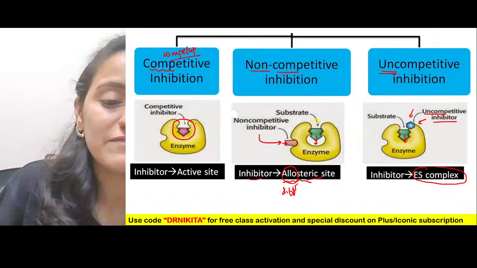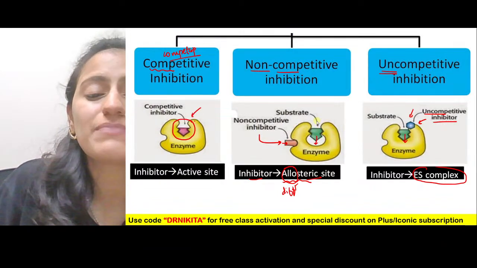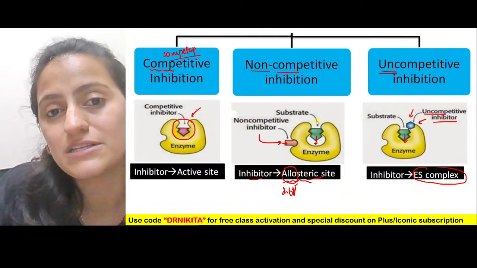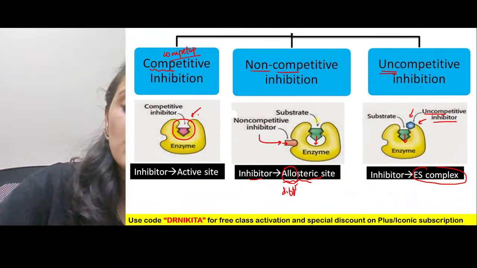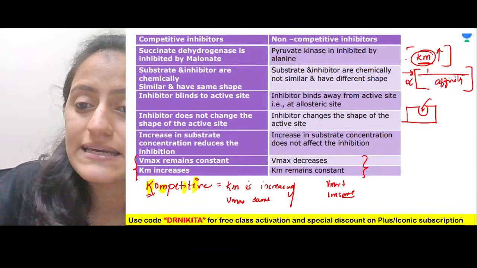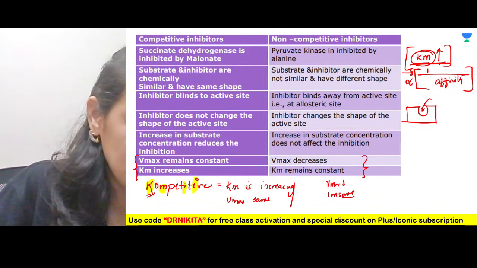Now in competitive inhibition, the substrate binding affinity is decreased because the site is occupied by the inhibitor. Right, so its affinity has decreased. Affinity decreased means what will Km become? The Km will increase. Okay, the Km will basically increase.